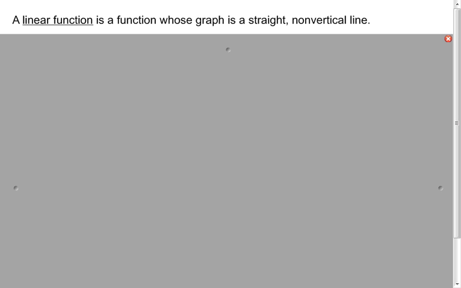Another definition, a linear function. Linear starts with the word line. A linear function is a function whose graph is a straight, non-vertical line. It cannot be straight up and down. Okay? It can be sideways, it can be diagonal, it cannot be straight up and down. And it cannot curve. It has to be straight and non-vertical.